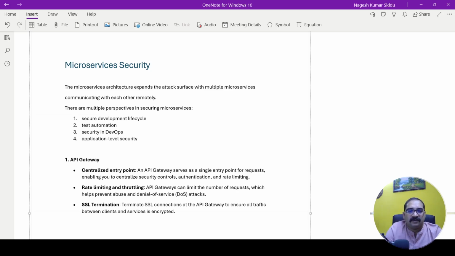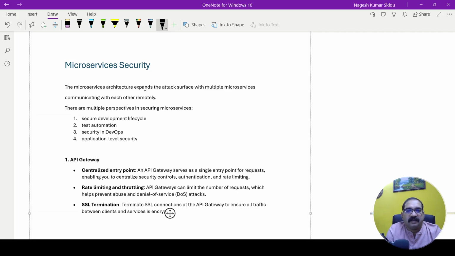Now let's look into some of the details. The microservices architecture expands the attack surface. That means if I have more microservices, the attack surface is larger. That means it is more vulnerable to attacks. So we need to understand that the more microservices we have, the more robust our mechanism to secure them should be. Now, how can we do that? Let's see from four perspectives.